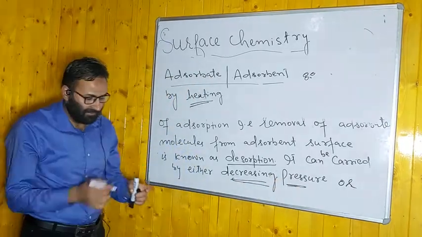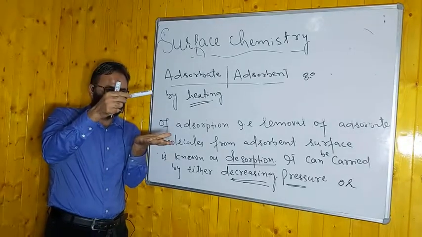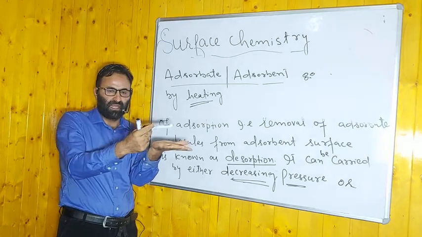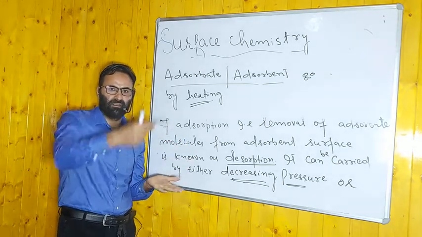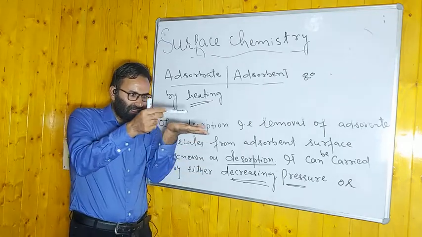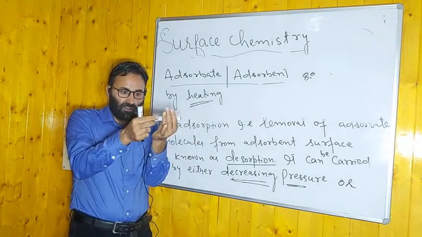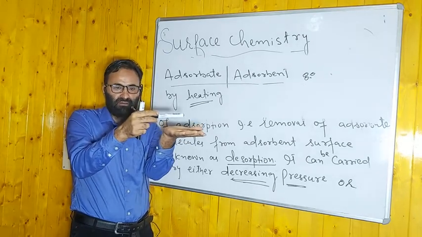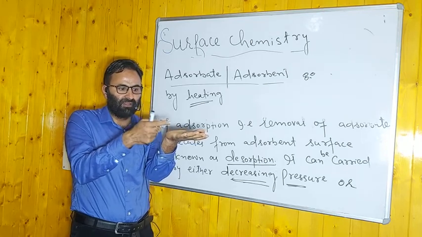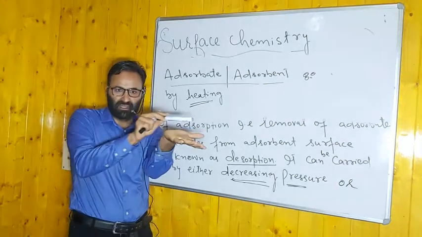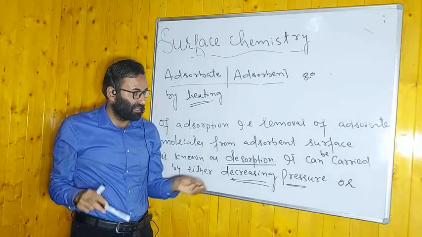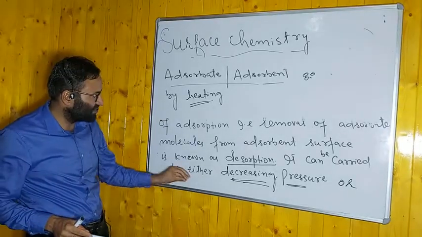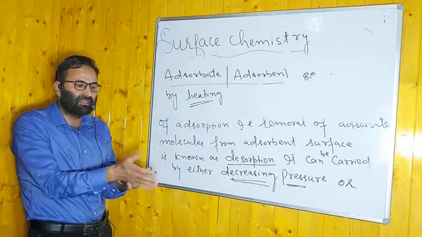What is by heating? For example, this is the adsorbate particle. When it gets adsorbed on the surface, there is some degree of force, either weak or strong. We will discuss later on physical and chemical adsorption. But when there is interaction between the adsorbate and adsorbent, if you increase temperature, the interaction will decrease. The bonds will break down, whether van der Waals or strong bonds. When the interaction between the adsorbate and adsorbent decreases, the adsorbate will come out. It means that how you can bring the desorption, there are two ways: either by heating, or by decreasing pressure. When you decrease pressure, gas will come out.